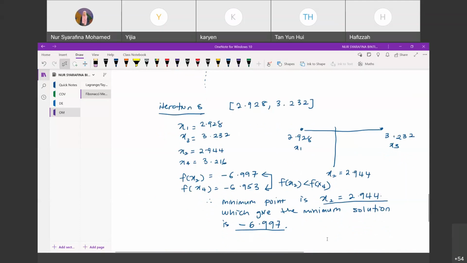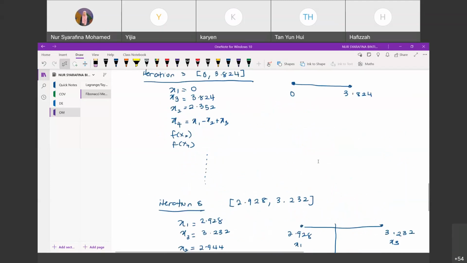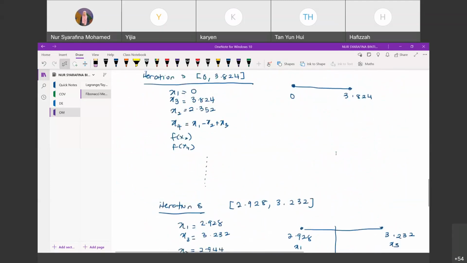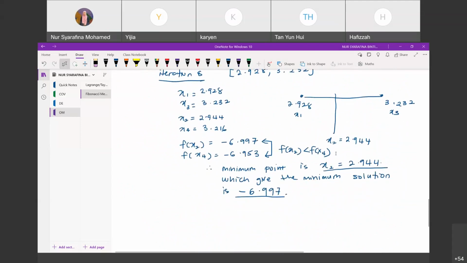For this optimization method, of course, you need to have a lot of practice. The calculation process here, you need to be very careful. The choice of the value of x2 there, once you get the choice wrong, there will be a problem in finding the solution point. Is that clear, everyone? Anyone has question? Okay, Fibonacci method from 1 to 10, where are you?